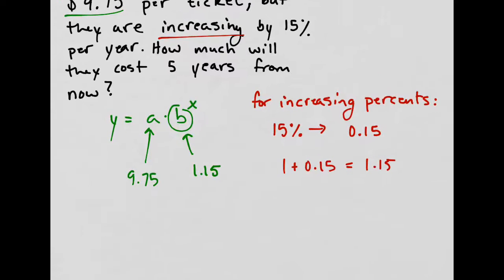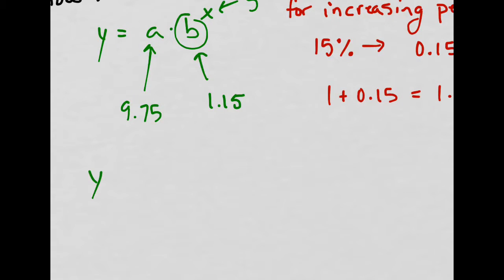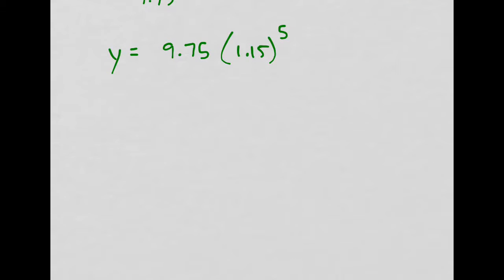All right, so now we have B. Now we need to know how much time has passed. Well, 5 years. How much will they cost in 5 years? So this is 5. Let's put it in our equation. We get 9.75 times 1.15 raised to the 5th power. You do this in the calculator by pressing 1.15, x to the y, 5, equals, and then multiplying by 9.75.